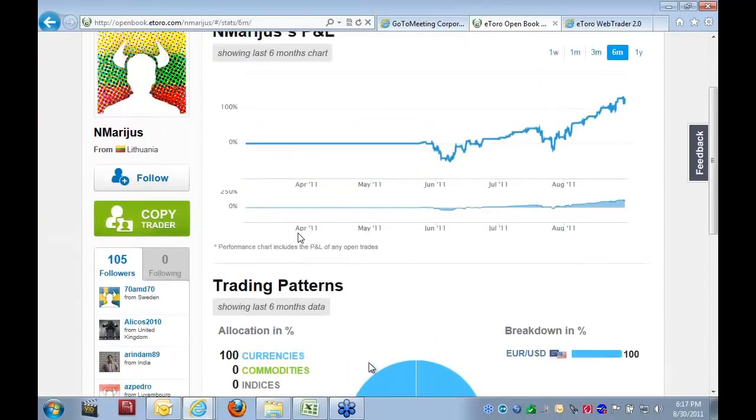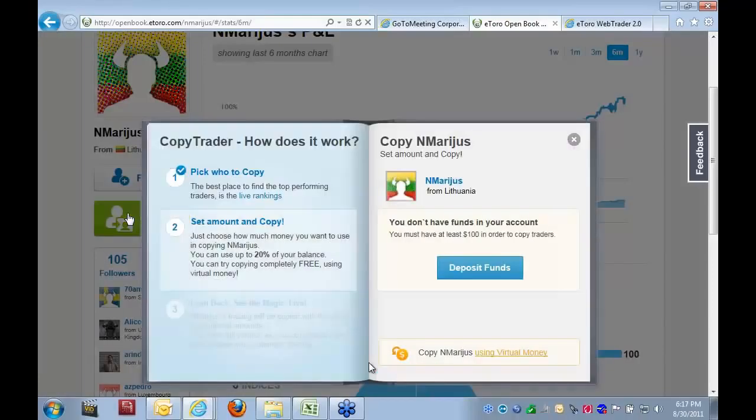And you know what I think? I think that this trader knows what he's doing with regards to the euro dollar. So when it comes to trading the euro dollar, I would like to copy everything that he does. Let me click on the copy trader and see what happens now.